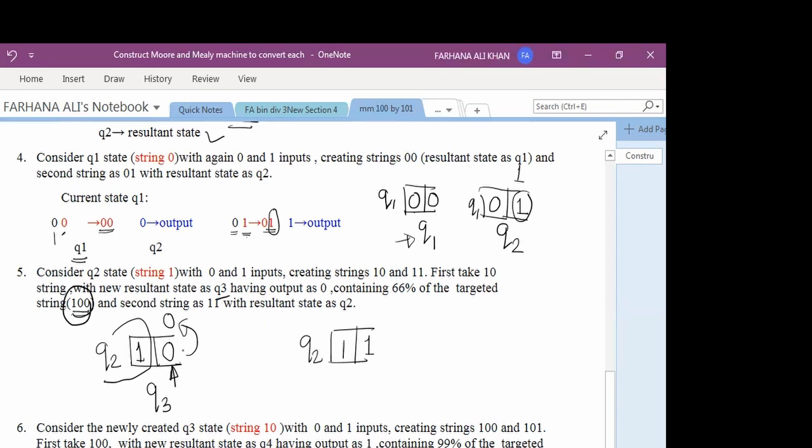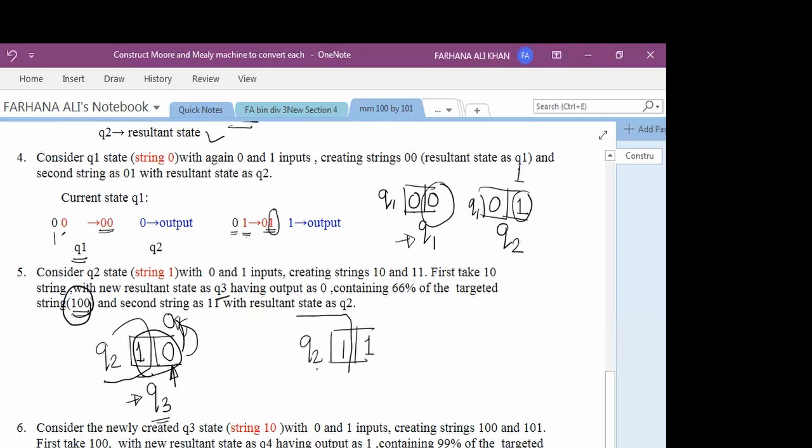Although the output symbols are the same here, 0 with the output symbol 0, the condition is different. This is the string 10 and this was the string 0. That's why Q1 was considered the fully rejected string, whereas we can say Q3 is a partially rejected string. So Q3 is a partially rejected string.